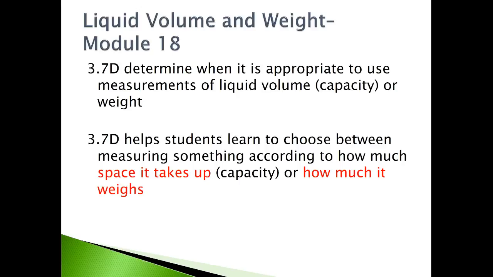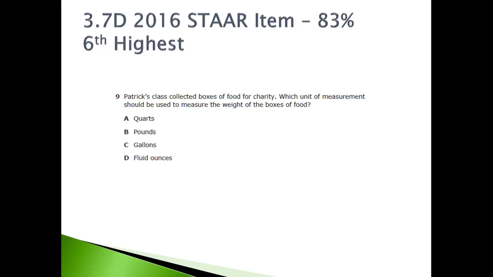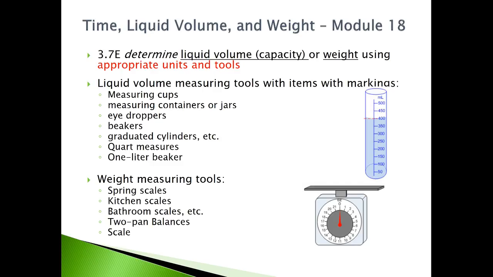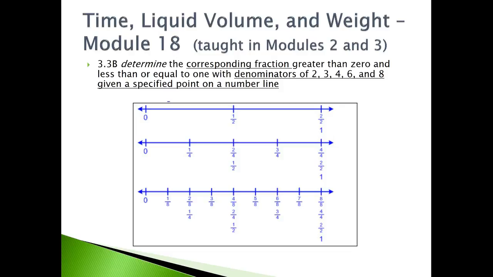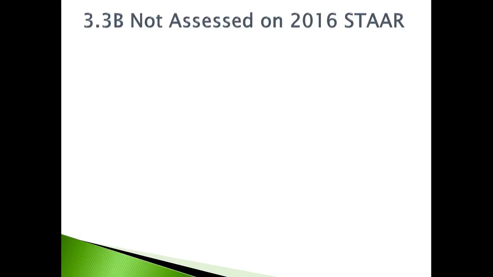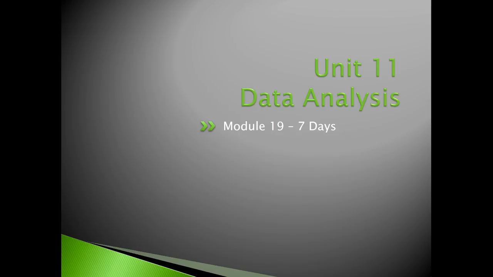And here we're looking at how much space it takes up, which is capacity, versus how much it weighs. This is our 6th highest scoring item. And again with 3.7e, we'll need to know the tools to use with liquid volume and for weight. 3.7e was not assessed on the 2016 STAR. And then 3.3b, this is coming in again, to use fractions to help us find the nearest unit and fractional part. 3.3b was not assessed in 2016.